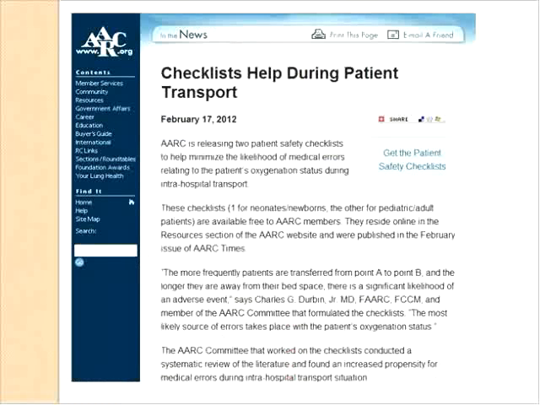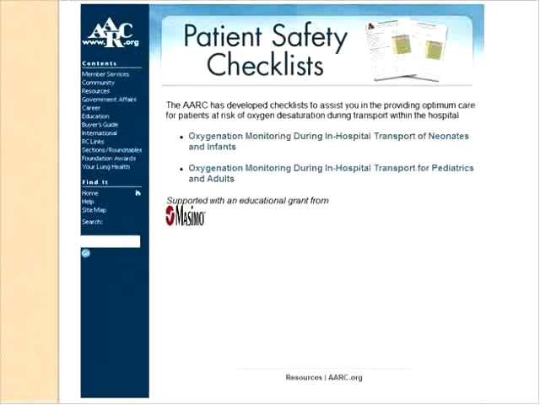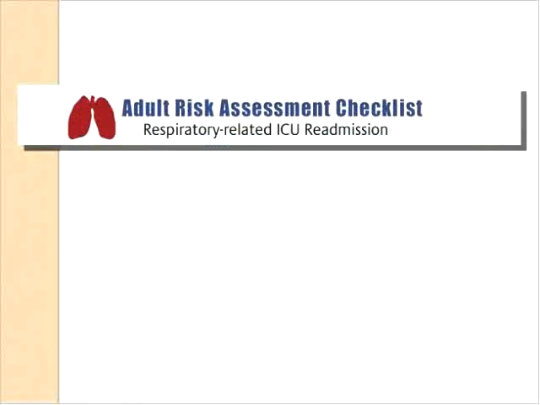I saw a question: are these forms available? If you go to the AARC website, these are the checklists. This is the link to get to that. Checklists help during patient transport. It was posted originally in February of this past year. And if you click on the blue Get the Patient Safety Checklists, this is what you get. And then you can download in PDF format those two forms which we've just looked at. Now, we're in the process of putting together an adult risk assessment checklist for respiratory care related ICU readmission.